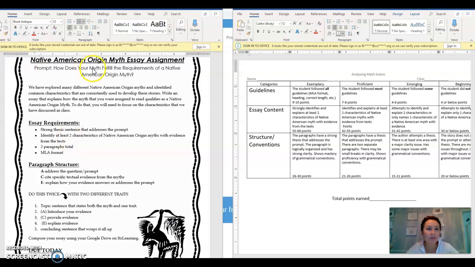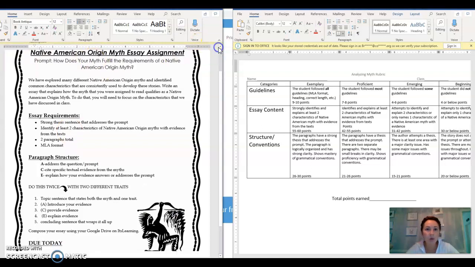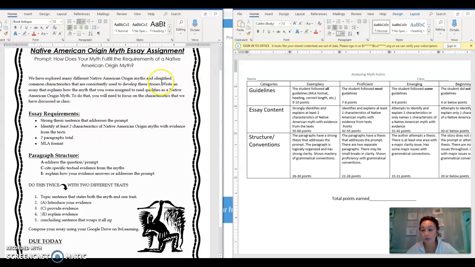However, there's stuff that we need to discuss, so let's talk about this paper. If you look at the left of the assignment, we're looking at what you're going to be asked or required to do. You're going to choose one of the three myths that we read in class: the Grizzlies Walked Upright, the Earth on Turtle's Back, or the Navajo legend, any one of the three. Then you're going to write 2 paragraphs doing a literary analysis of how you know what qualifies this as a Native American myth.